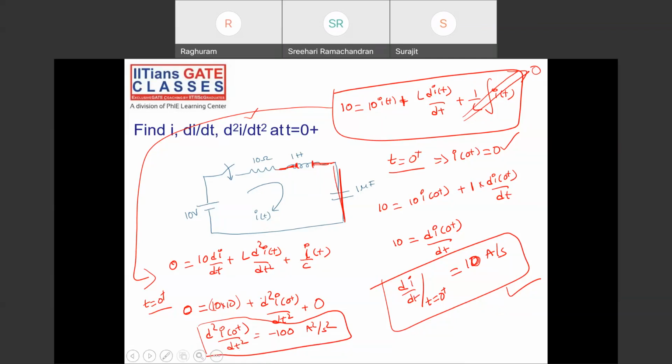Clear, sir. So why haven't we talked about these two cases in the first order circuit? In the first order circuit, what case? Just after closing, at the same instant, and the steady state capacitor value.